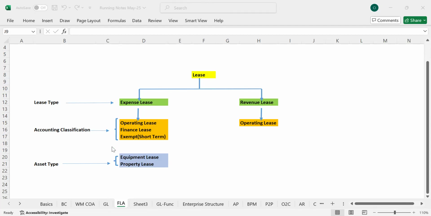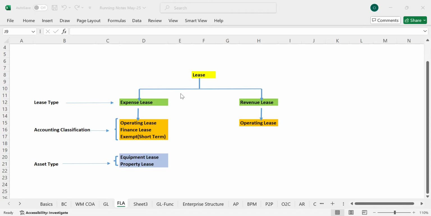First of all, what is a lease? A lease is a contract where a party gains the right to use an asset owned by another party for a specific period. Here we have two parties. Lessor means the owner of the asset who grants the use of the asset, and lessee means the party who uses the asset and makes the payment to the lessor.